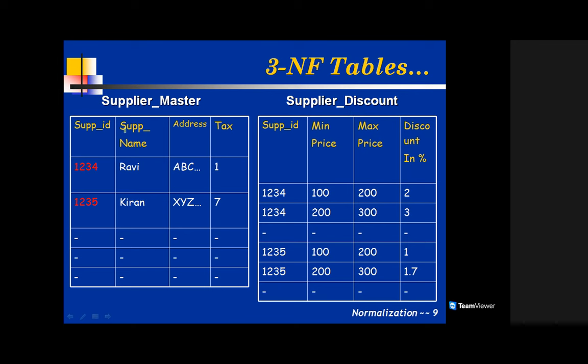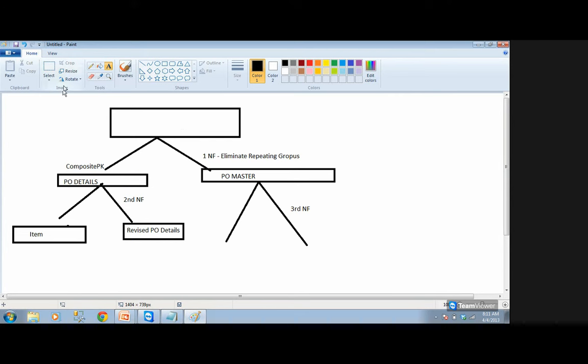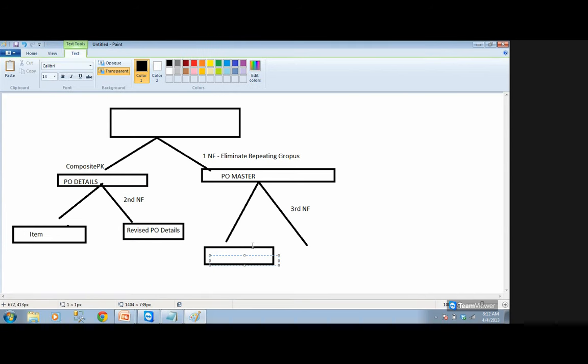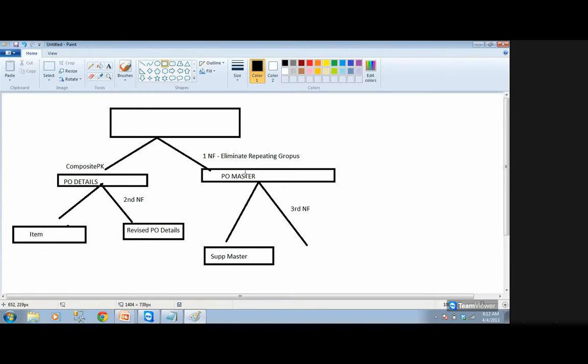So you will get supplier name, supplier address, supplier tax, and supplier ID, which I have manually created as a primary key. And this is a minimum price, maximum price. This is not because of normalization. This is created because of the requirement. So forget about supplier discount. So one table you got is supplier master. Okay. So you will have another table.